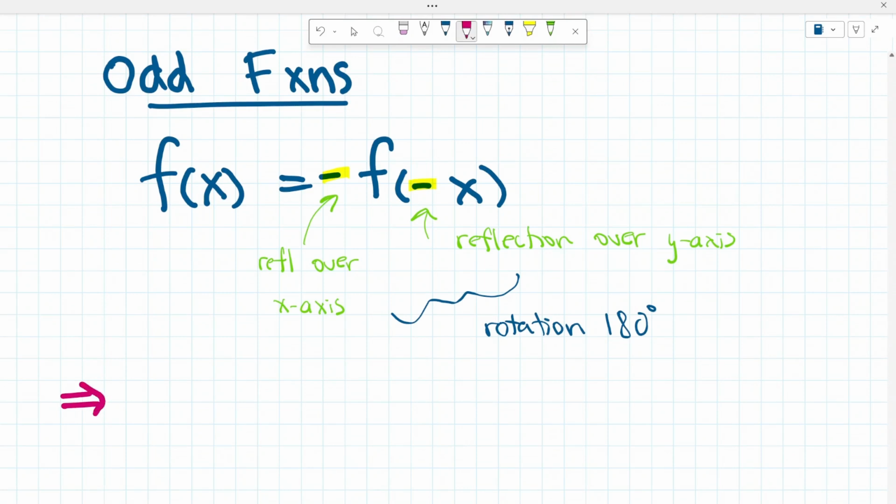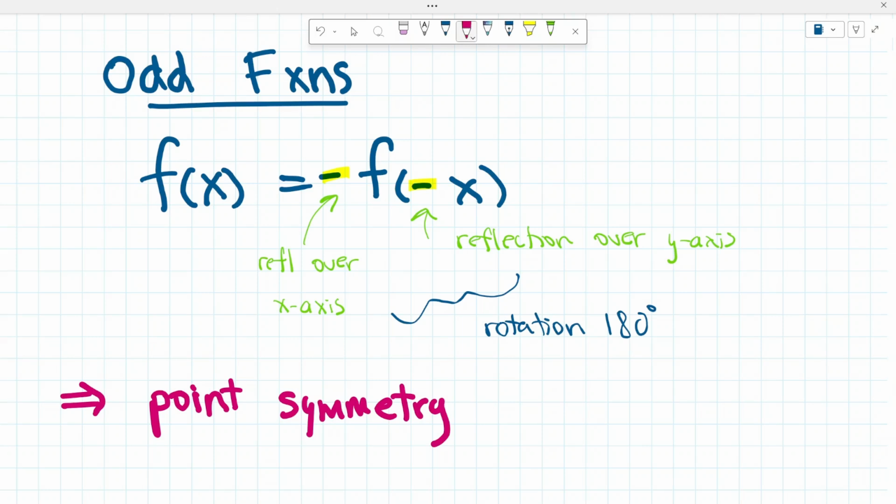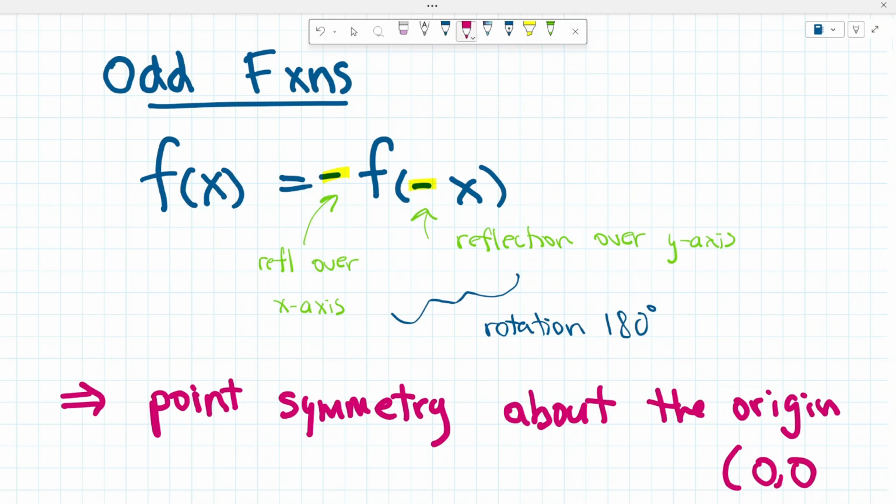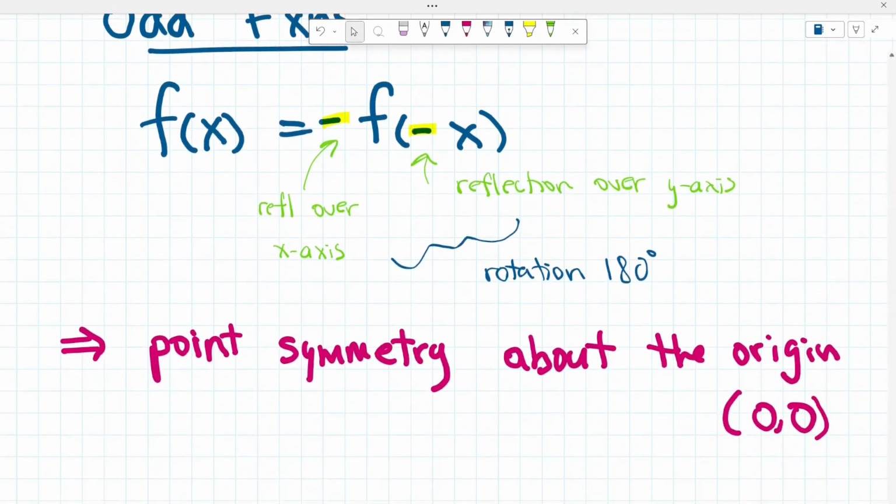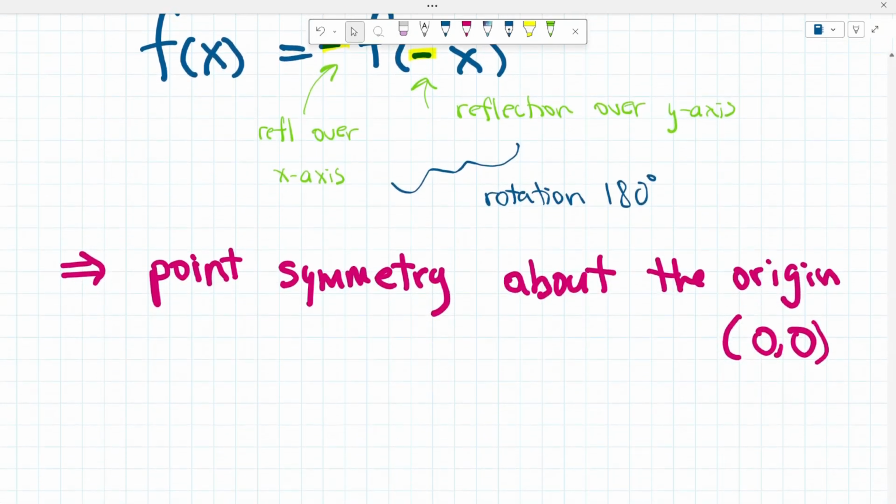So what type of symmetry is this? This is a special symmetry called point symmetry. So in particular here, we are going to have point symmetry about the origin. So just for everyone, so that we're on the same page, the origin is the point (0, 0) found on your graph. So let's look at an example here and see what we've got.